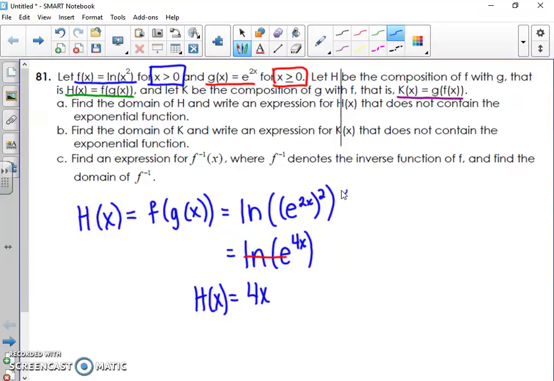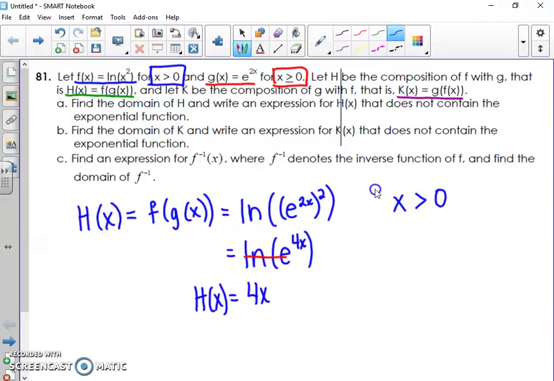The domain is a little bit trickier here. We are told that the domain of the inside function g of x is going to be x is greater than or equal to 0. So we know that has to be true. But we are also told that we have a domain of the outside function, which is f of x. So let's think of it this way. Whenever we found f of g of x, the domain of f was x is greater than 0. But when we found f of g of x, we took out the x that was here and we replaced it with e to the 2x.